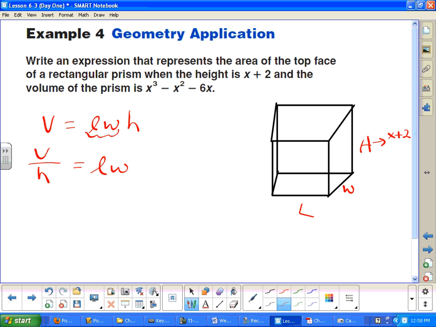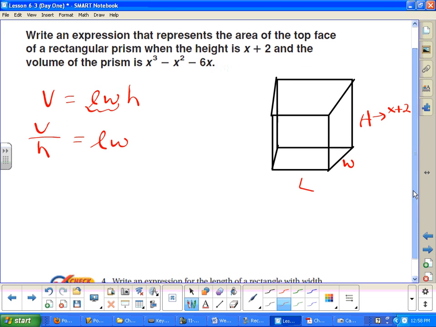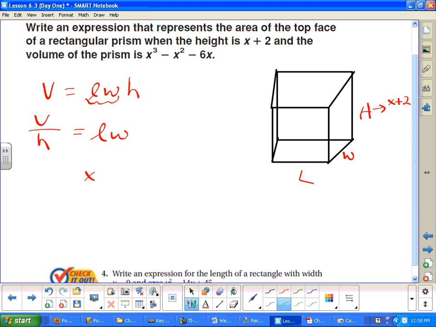Okay. So I have a division problem, and I can either use synthetic division or long division, or maybe it's something that's factorable, and I could use factoring to do it. So in the numerator, I would have x cubed minus x squared minus 6x, because that's the volume, and I'm dividing that by x plus 2. All right, so I'm going to take you through a factoring exercise real quick to help you do this one.